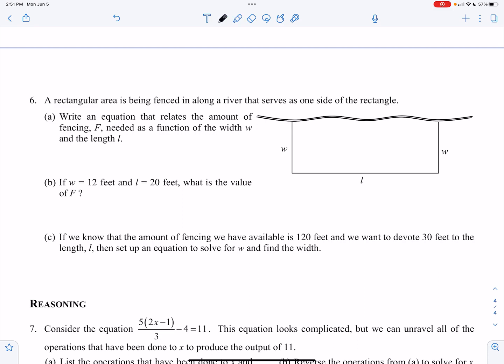Okay, so the amount of fencing, the total amount of fencing, total means plus. Well, I'm adding all of it. Well, what am I adding? I'm adding width plus length plus width. Well, width plus width would be 2 times the width plus your length. So that would be your equation for the total fencing that you would need.